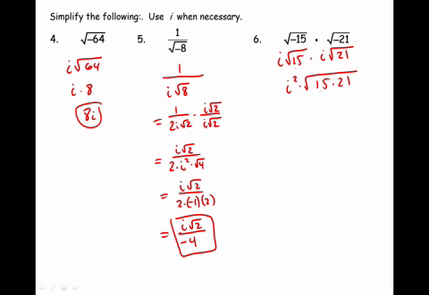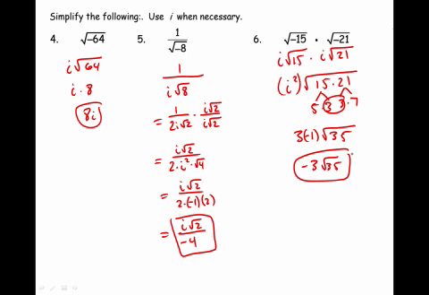You can go ahead and multiply that out, but I like to just factor that. 15 is 5 times 3, 21 is 3 times 7. So since I have a pair of 3's under my radical, I can factor out a 3. Remember, the i squared becomes negative 1. And 5 times 7 is 35. So this answer becomes negative 3 root 35.